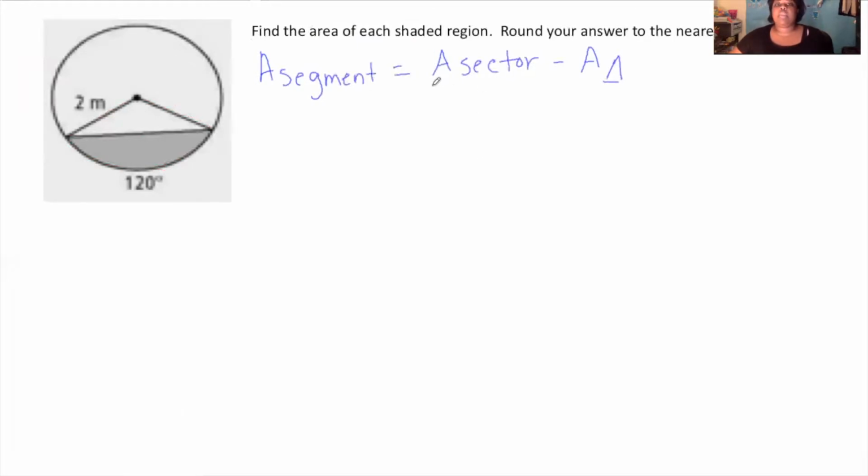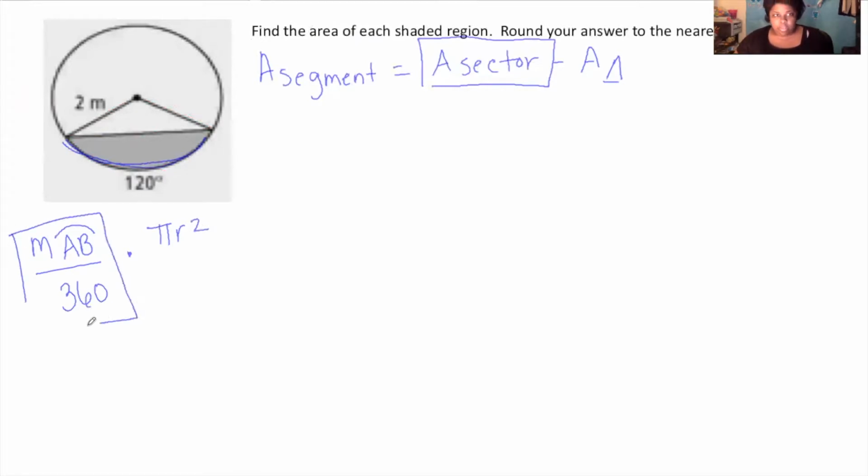Okay, so for our game plan, we're going to start off finding our sector. And if you can remember from the formula that I just gave you like literally 5 seconds ago, our sector is the measure of AB, or the arc, over 360, and then we're going to multiply that by the area of the circle, which is pi r squared. Okay, I'm going to take that piece by piece. The first thing I'm going to do is solve for this. The measure of the arc is 120. I can clearly see that. It told me, I don't have to derive it. So it's going to be 120 over 360.